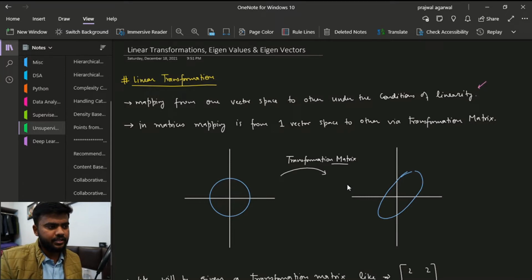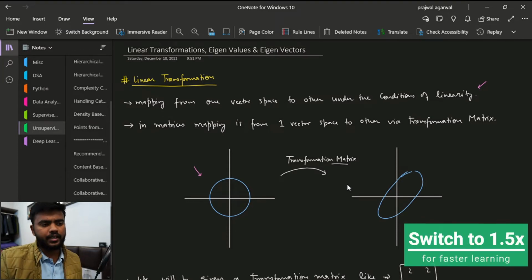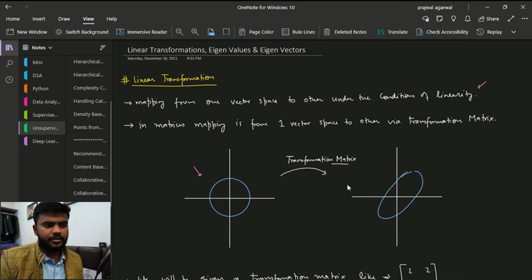Basically, initially our graph used to look like this. Performing the linear transformation, we make our graph look like this. Okay. So in matrix form, mapping is from one vector space to another via a transformation matrix. Why do we use this transformation? How do we use it?